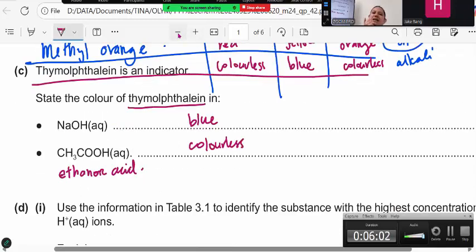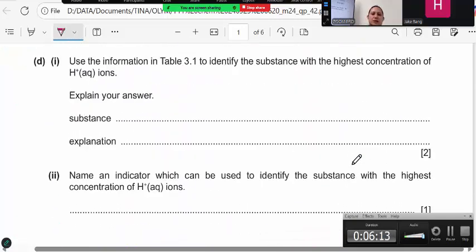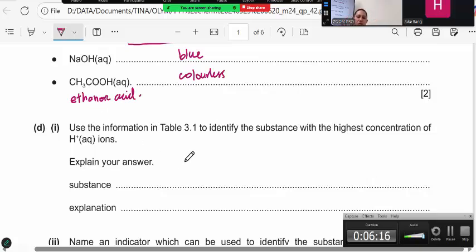So who has the highest concentration of hydrogen ions? The one with the lowest pH. Okay, the second highest would be ethanoic acid. Ethanoic acid is still an acid. So who has the highest concentration? So nitric acid. Explanation: lowest pH. Do you understand the question? Okay.